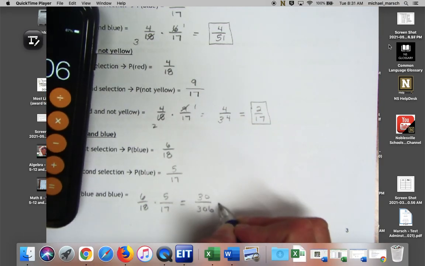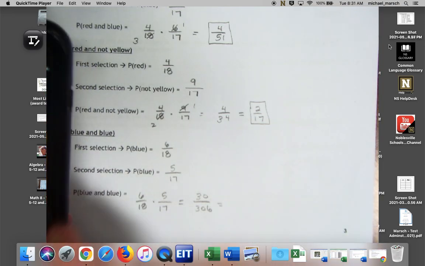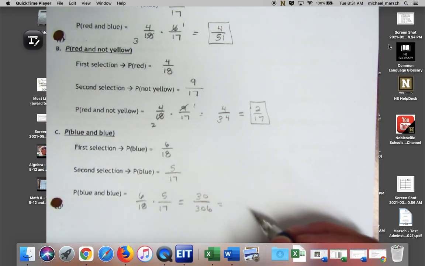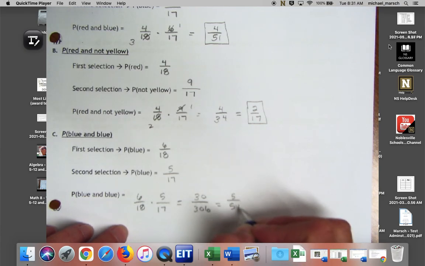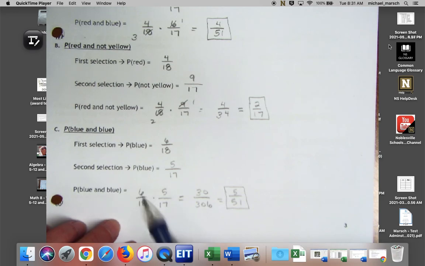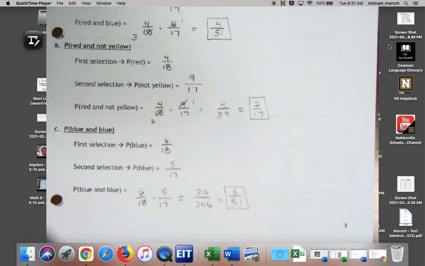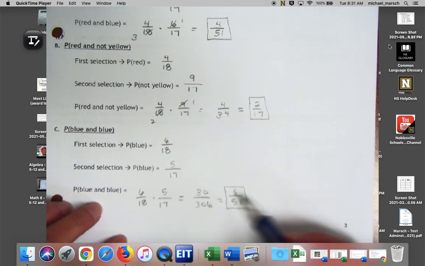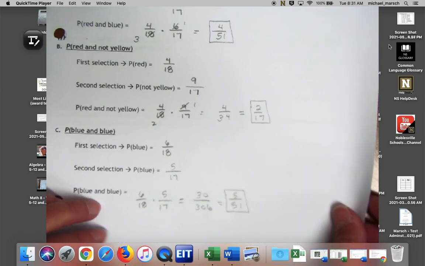306. These can both be divided by 6, so I'm going to get 5 over 51. And some of you might have been like, hey, Mrs. Marsh, you could have simplified this to 1/3. And that's true, right? I don't care when you simplify as long as your answer is simplified. All right, see, we're cruising right along.